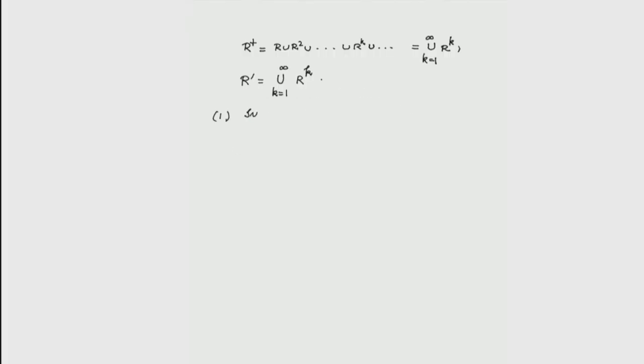Now, the question is where is the proof, and that is exactly what we are going to do now. We will write for the time being R prime as the union k equal to 1 to infinity R raised to the power k, and we will prove that R prime is indeed the transitive closure of R. So, to do that, first of all we have to prove that R prime is a transitive relation.